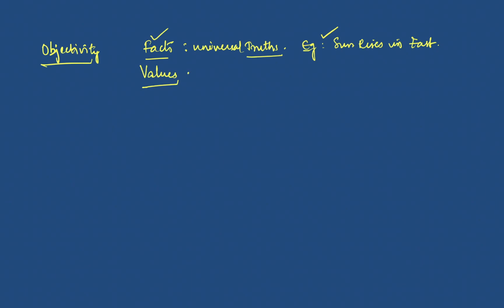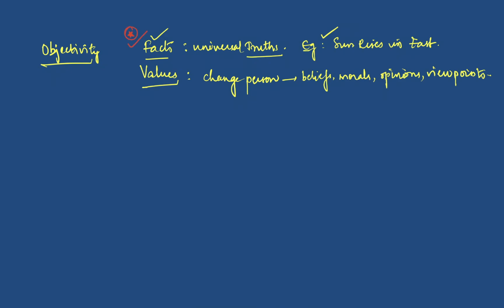Whereas values are something that change from person to person depending on the beliefs, the morals, the opinions, the viewpoints that a person has. As simple as that. So facts are something which are universally true. For me, for you, for any person in the world, it is true. Values keep changing for every person.